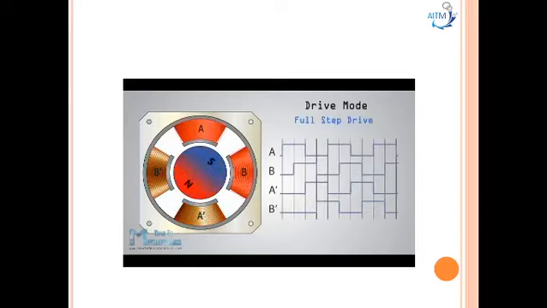Next is the full step drive mode, which provides much higher torque output because we always have 2 active coils at a given time. However, this doesn't improve the resolution of the stepper, and again the rotor will make a full cycle in 4 steps.